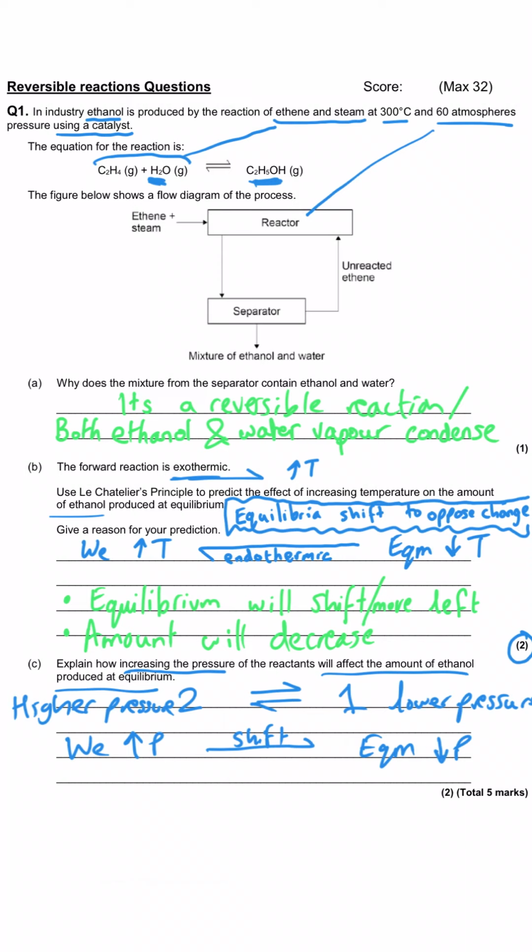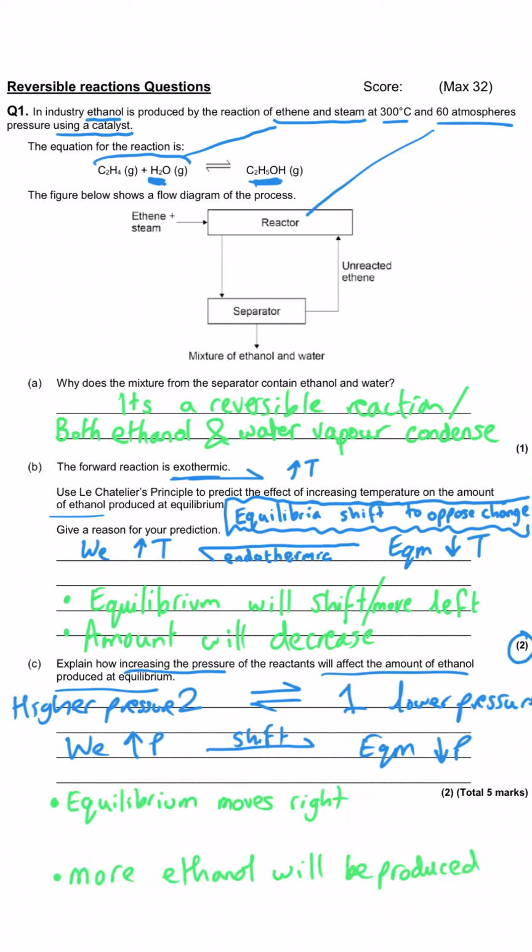The equilibrium will be moving to the right-hand side, and that will cause more ethanol to be produced. Instead of saying equilibrium shifts to the right-hand side, we could say that equilibrium shifts to the side with fewer molecules of gas. That's a suitable alternative, and it would be the important 3rd mark if it had been a 3-mark question, but this is only 2.